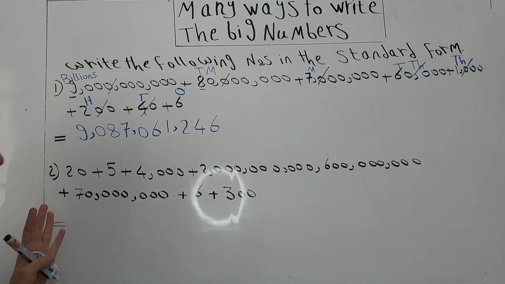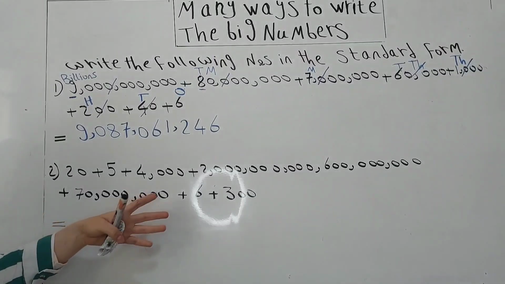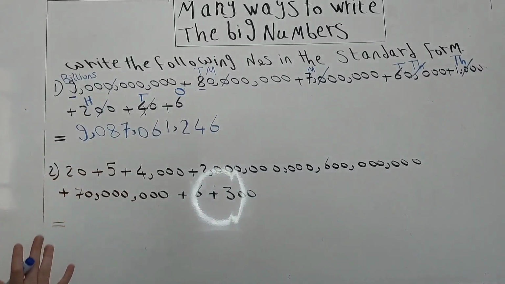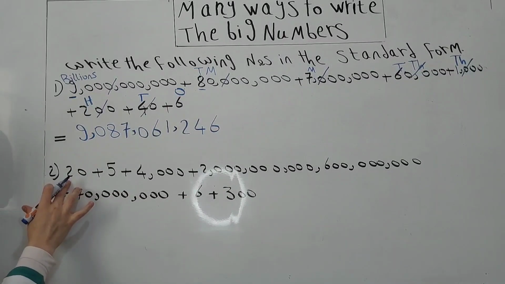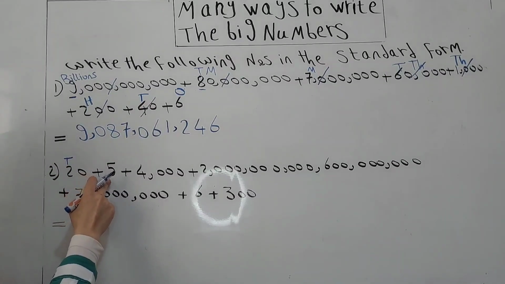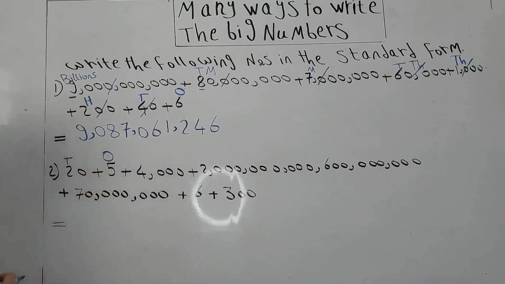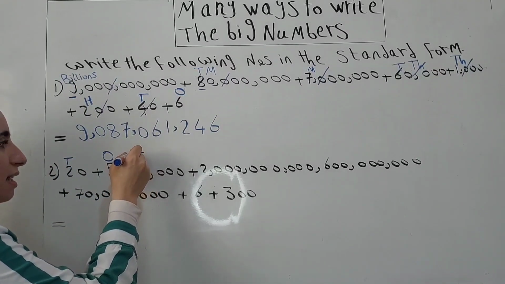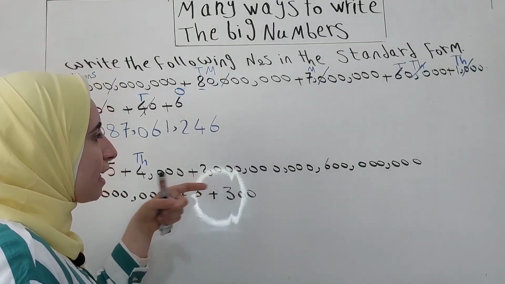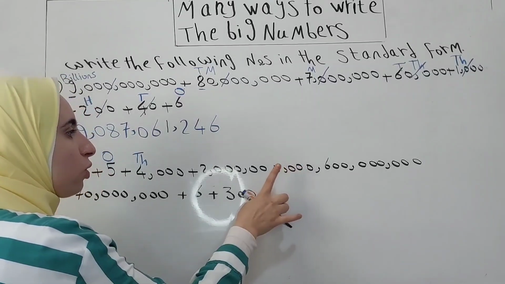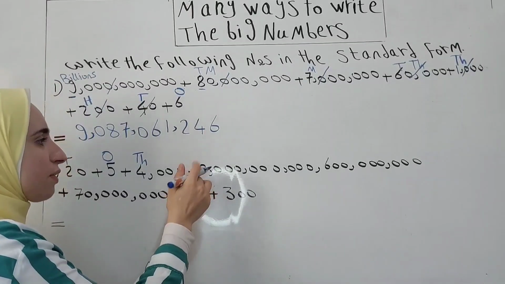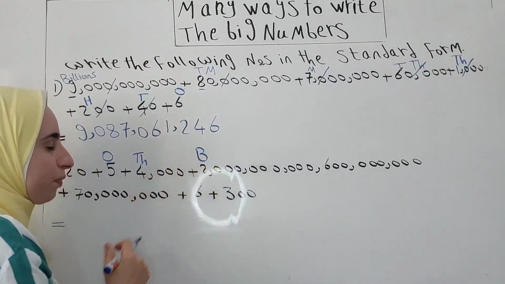We need to convert this number from expanded form to standard form. We need to compose it. The digit 2 is in the tens place, and the digit 5 is in the ones place, and the digit 4 is in the thousands place, and the digit 2 is in which family? The first family, second family, third family, or fourth family? In the fourth family. The fourth family is called billions.